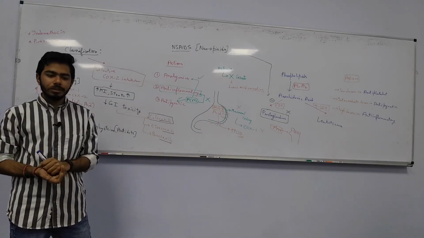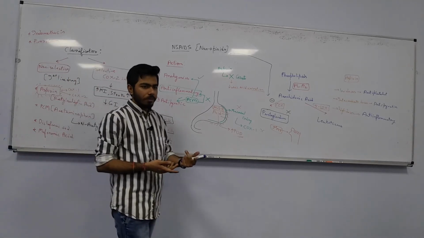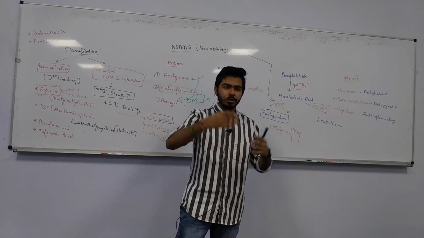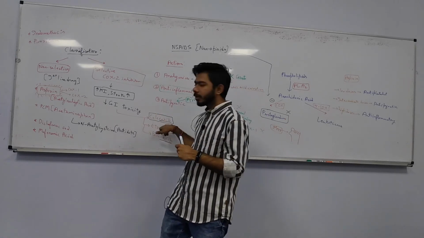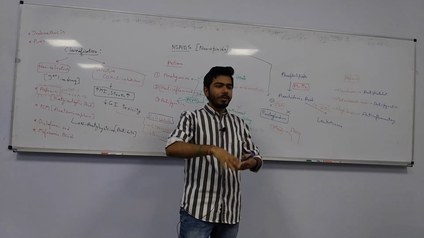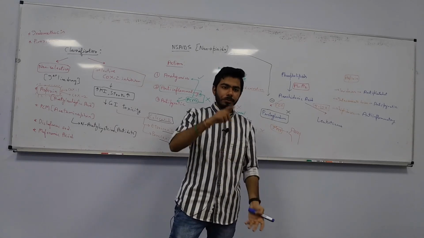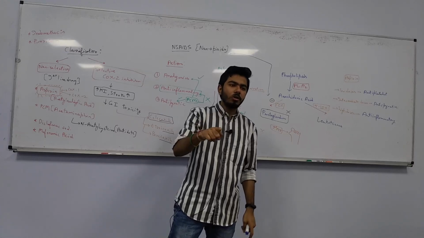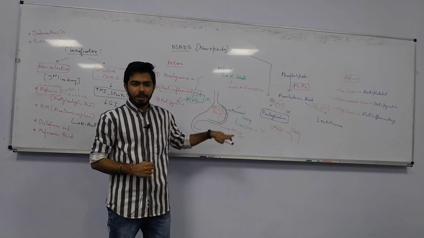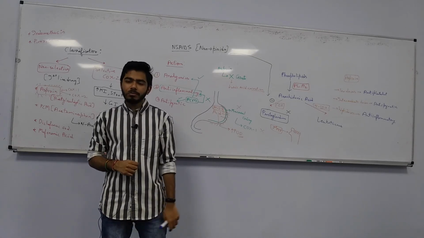COX-2 location is at the site of inflammation. Whenever there is inflammation, there is a COX-2 enzyme. So if we are talking about a celecoxib-like drug, they will work over there. They will work only and only on COX-2, and they will relieve the inflammation over there. Because they are not working on COX-1, they do not have side effects such as peptic ulcer or more chances of bleeding.